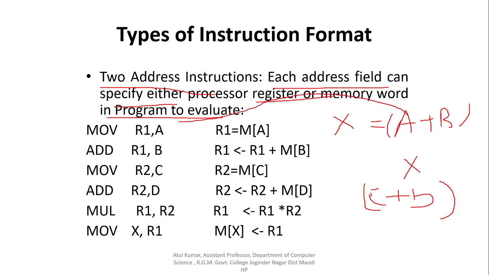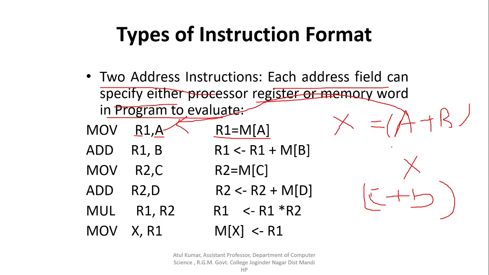So firstly we will load. We have only 2 addresses; in the previous case we had 3 addresses, or 3 boxes, but in this case we have only 2 addresses. So we move the content of A to R1. This is the first instruction. There are only 2 addresses, so firstly we move the content of A to R1.